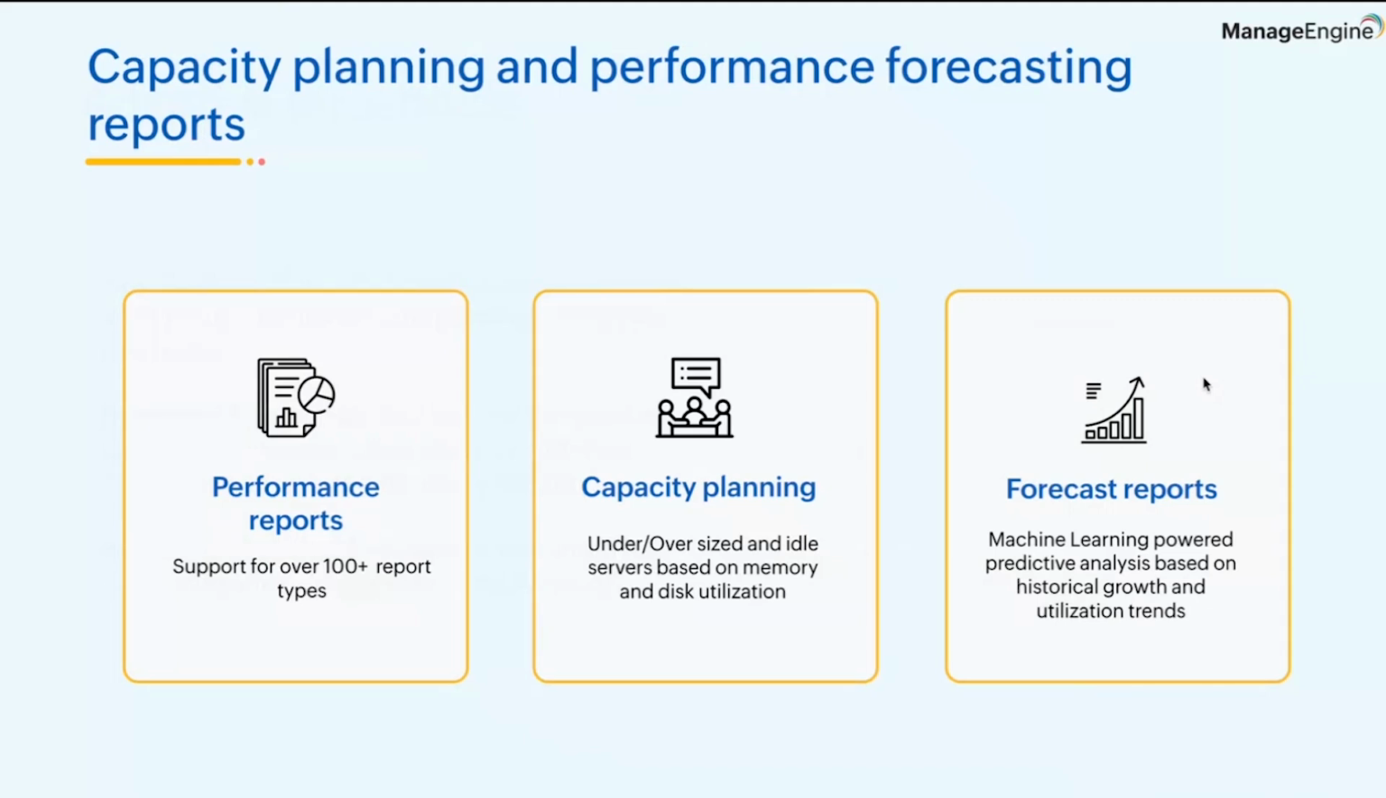Now, another area where we are using AI and ML is with respect to capacity planning as well as performance forecasting. So the first one is performance reports, where we support over 100 report types. And then we have capacity planning reports, which will give you an overview of your idle, undersized, as well as oversized servers based on memory and disk utilization. And then lastly, we have forecast reports, which leverage machine learning powered predictive analysis based on historical growth and utilization trends, which will help you plan capacity as well as forecast future usage.